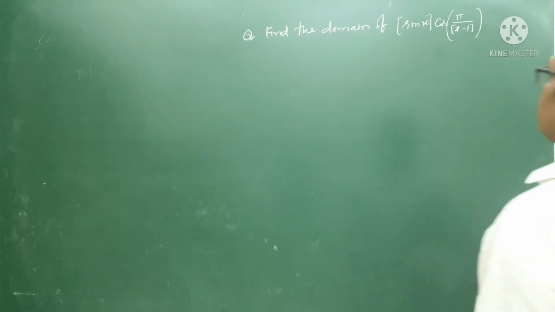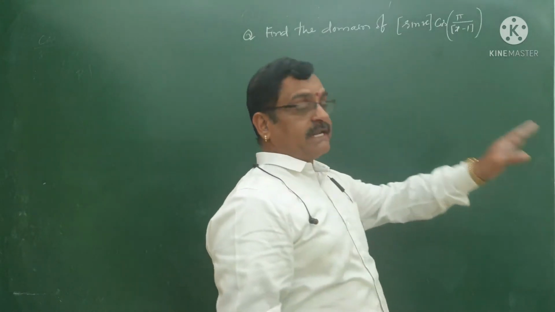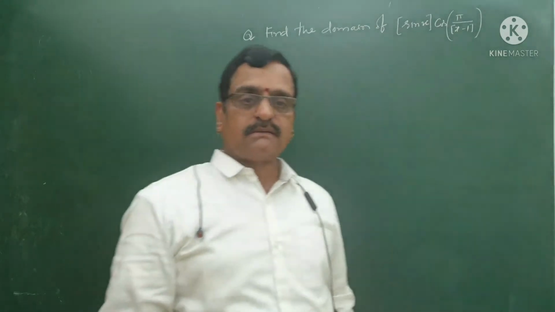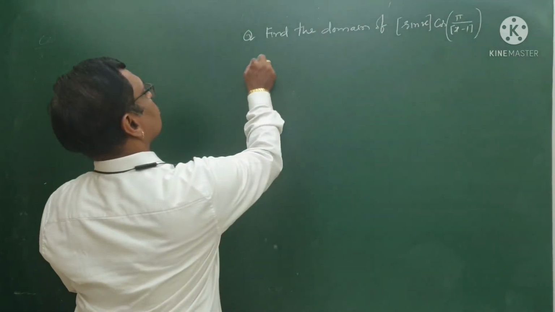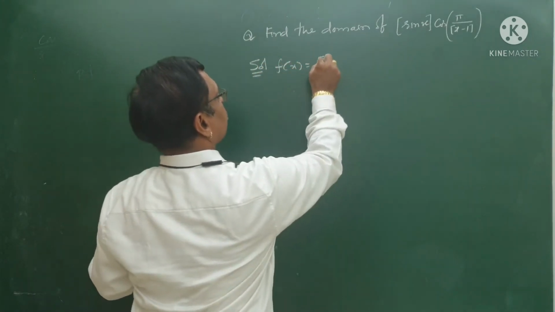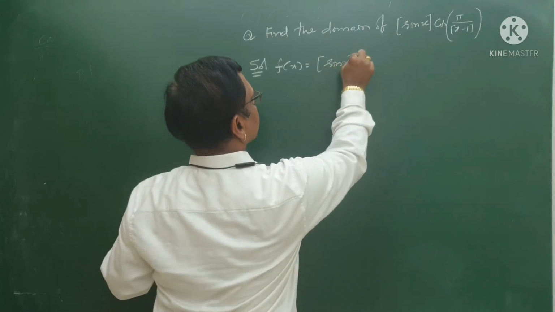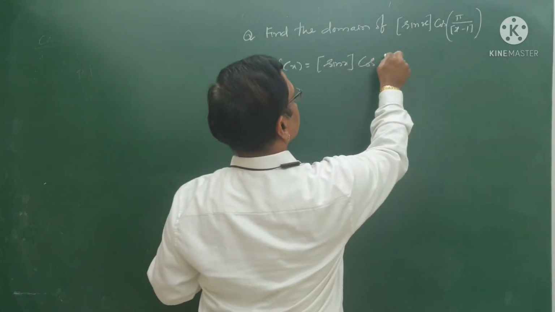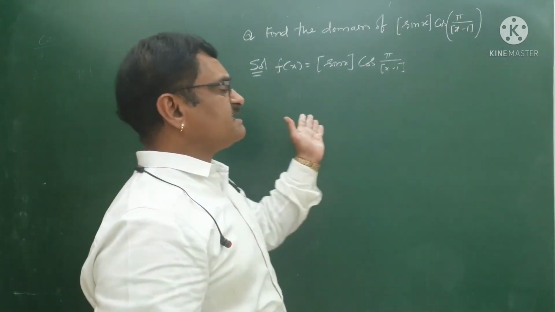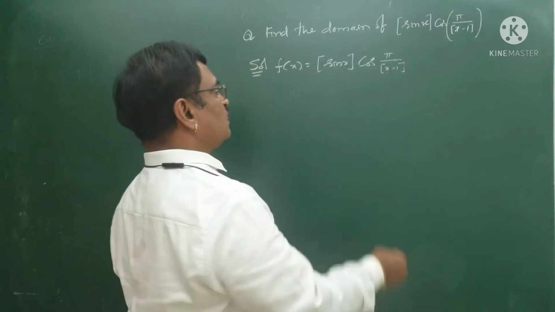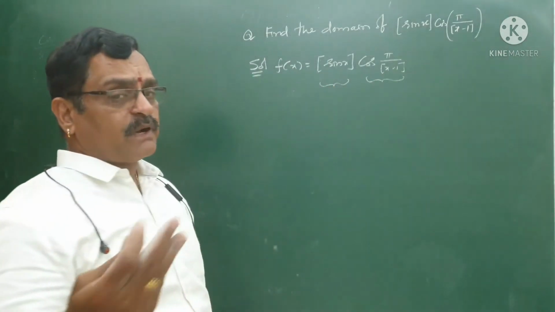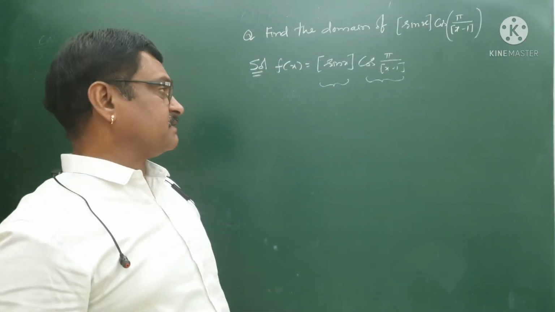Next one, find the domain of integral part of sin x times cos of pi by integral part of x minus 1. So my f of x is equal to integral part of sin x times cos of pi by integral part of x minus 1. It is just a product of two functions. That means you have to find the domain of this function and next the domain of the second function and then find their point of intersection. Find their intersection.